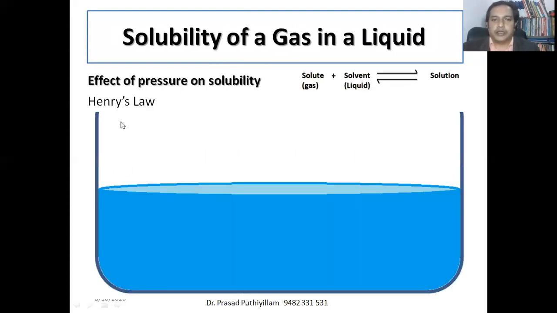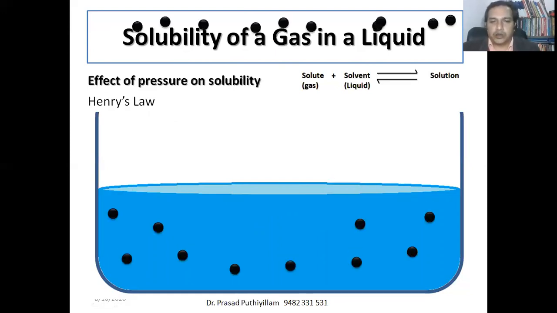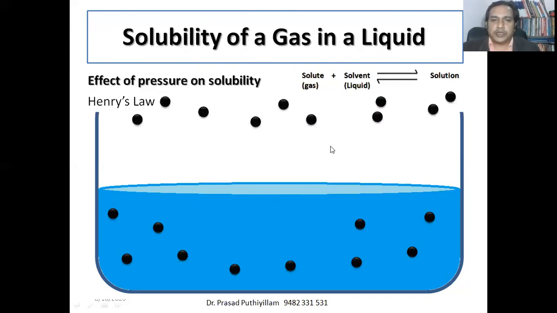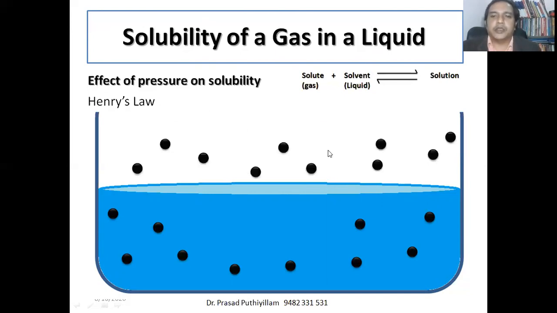To explain Henry's law, I took the solvent as liquid. A liquid is taken in a beaker. To that the gaseous molecules are added, or gaseous molecules are getting dissolved. So this is the case when it is dissolved. This is the case where we reached a dynamic equilibrium. Here the black bars represent gas molecules, and the blue is the liquid state.